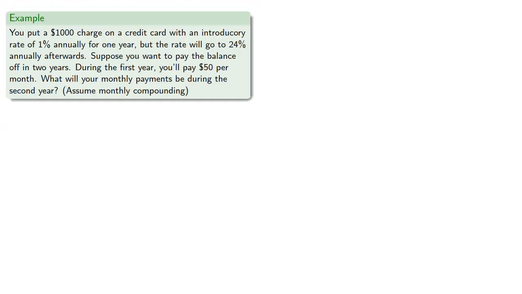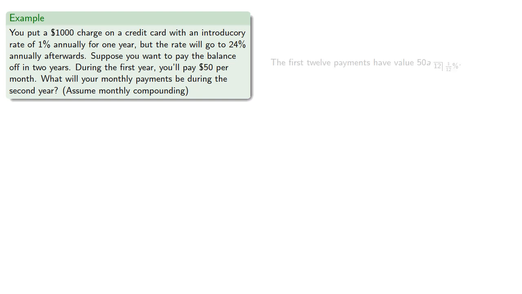For example, suppose you put $1,000 on a credit card with an introductory rate of 1% annually for a year, but the rate will go to 24% annually afterwards. Suppose you want to pay the balance off within 2 years. During the first year, you'll pay $50 per month. What will your monthly payments be during the second year? We'll assume monthly compounding of the interest.